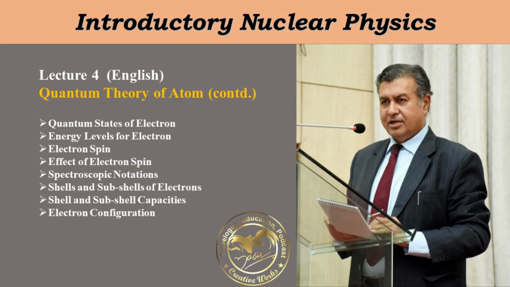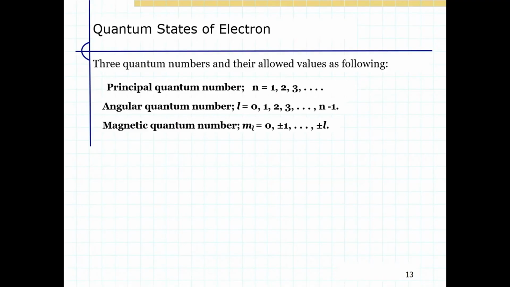in hydrogen atom. We have concluded that there are three quantum numbers that come through the solution of the Schrödinger wave equation, and these are the principal quantum number n, the angular quantum number L, and the magnetic quantum number ML. n is discretized and its value can change from 1, 2, 3, and so on. It cannot have a value of 0 because n equal to 0 gives a trivial solution, and it's no solution.